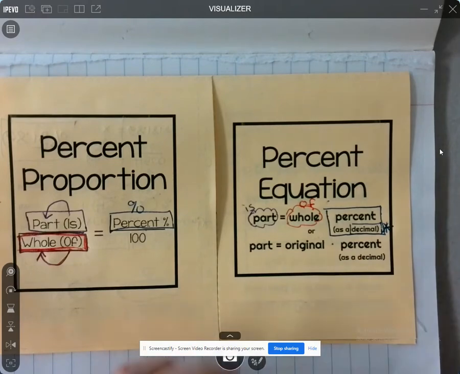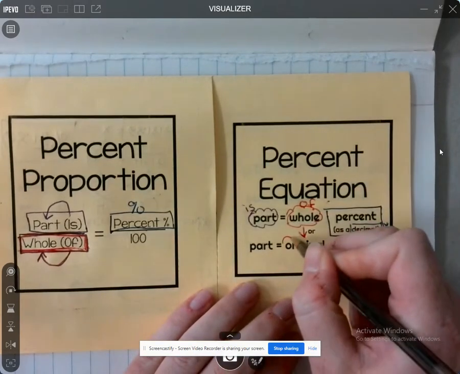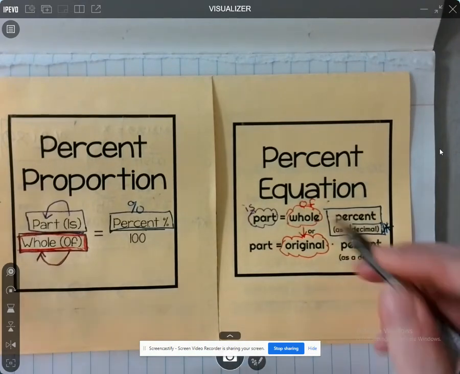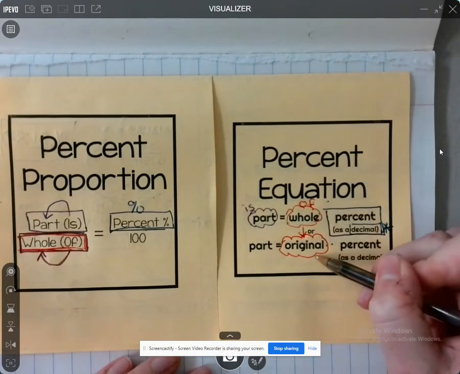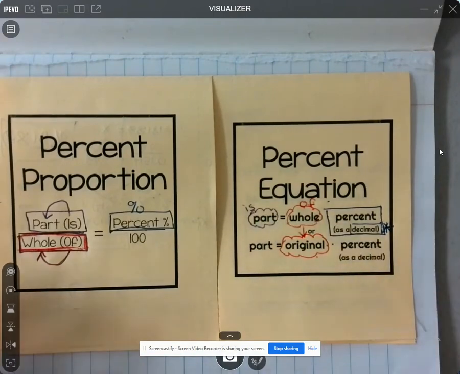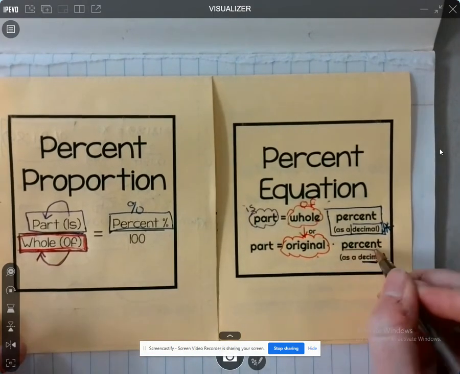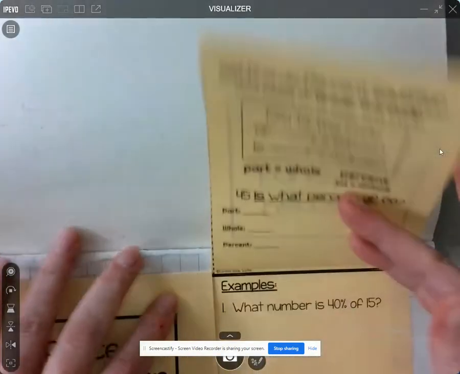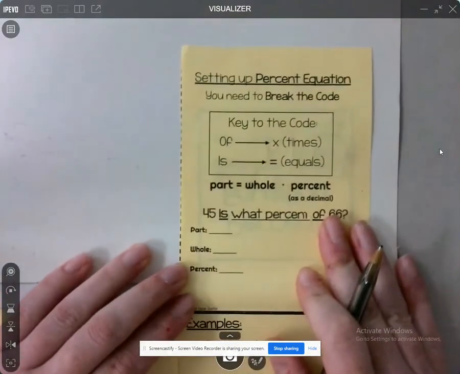Now, another way you can think of whole is as the original, and this will come in handy further down the line. So whole is the of or the original, part is the is, and of course our decimal form of our percent. Let's go ahead and open this up, and let's take a look on the inside.